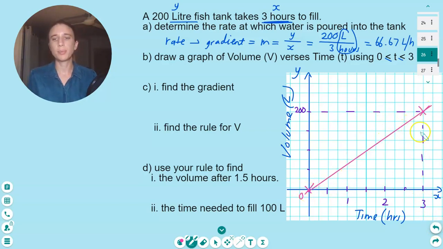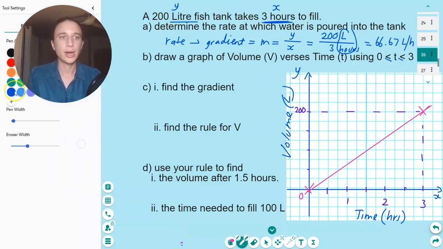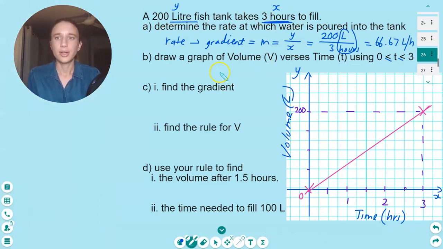That's your direct proportion graph. Just the 0,0 and the 3, 200. Not too crazy. Okay, so we've done that. The t is between 0 and 3. Find the gradient. Well, we've actually done it up there. The gradient is the change in y over the change in x.